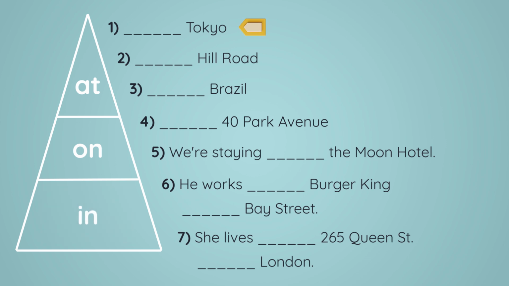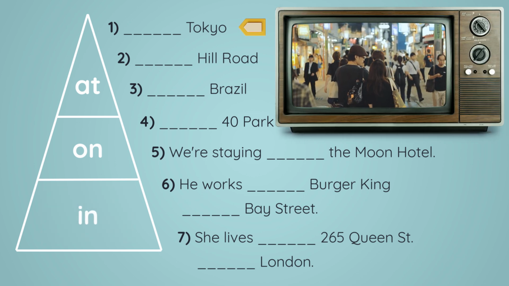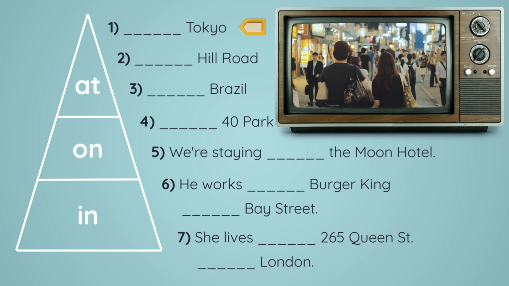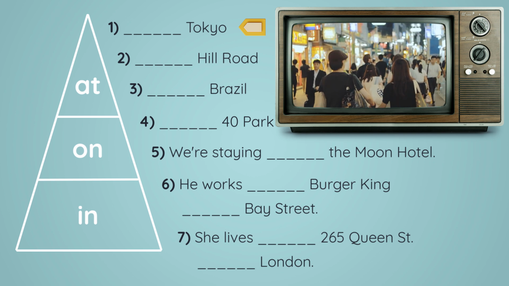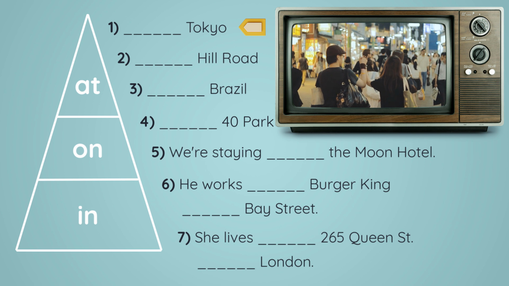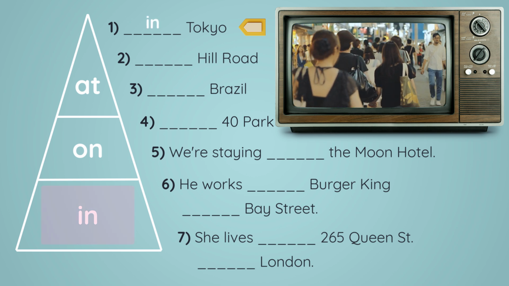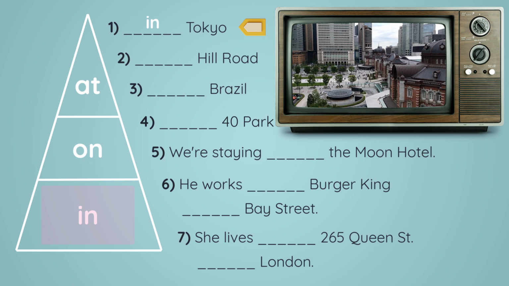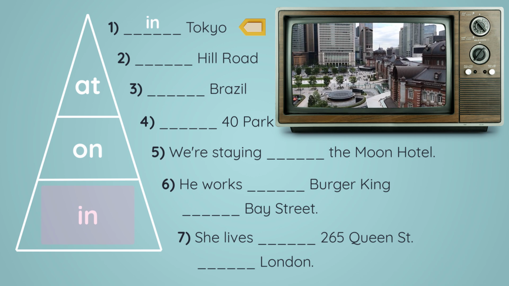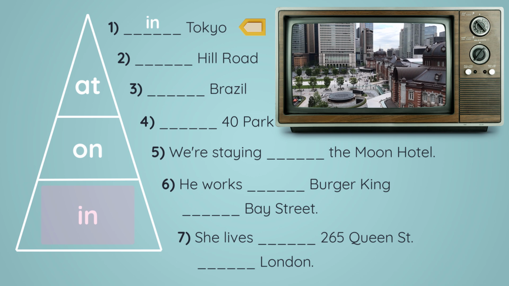Number 1. Blank, Tokyo. What do we say there? It should be in Tokyo. Why? Because Tokyo is a city and it's a large place. So we said that for large places we use in.